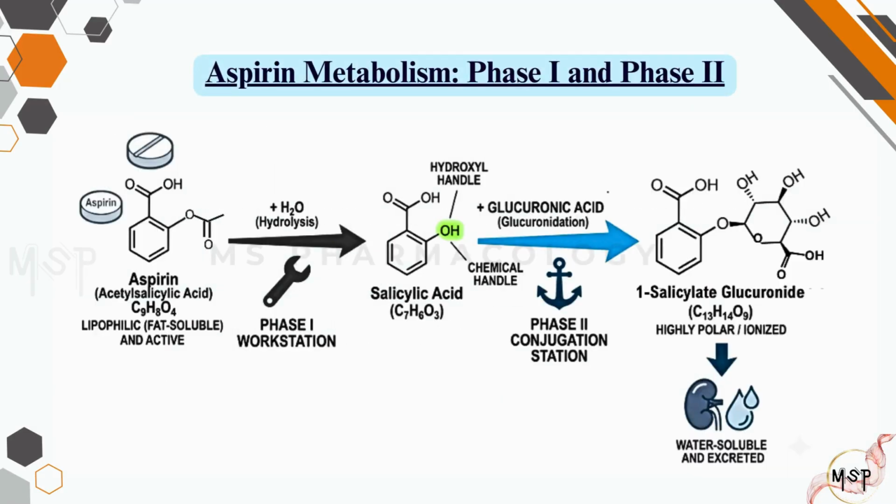Let's see how aspirin is metabolized through both Phase 1 and Phase 2 reactions. In Phase 1 reaction, aspirin is broken down by liver enzymes, esterases CYP450, to form salicylic acid and acetic acid. The acetyl group is removed, and salicylic acid now has an OH handle for the next step. In Phase 2, glucuronidation, salicylic acid reacts with UDP glucuronic acid via the UGT enzyme to form 1-salicylate glucuronide, a highly water-soluble metabolite that can be excreted in urine.